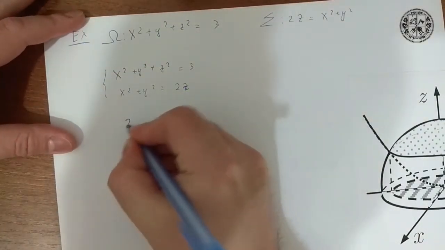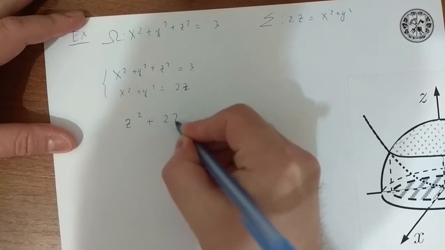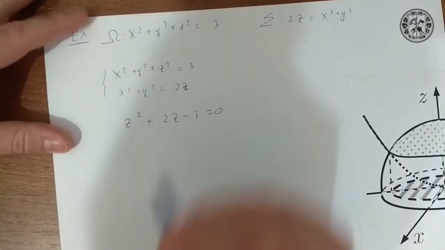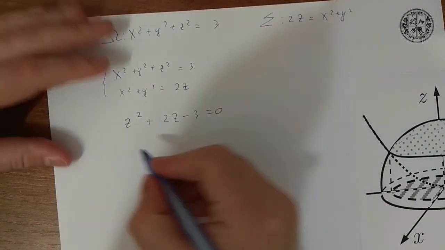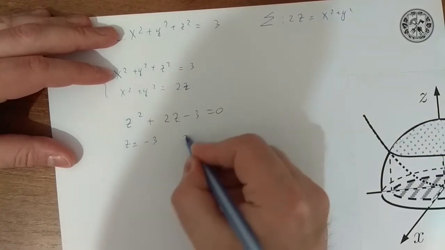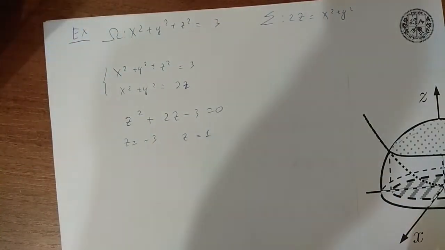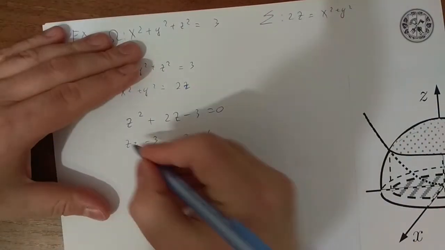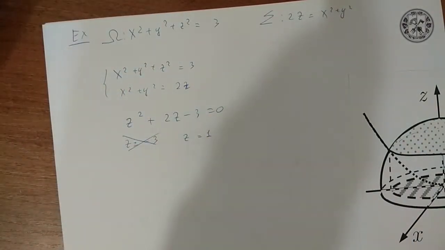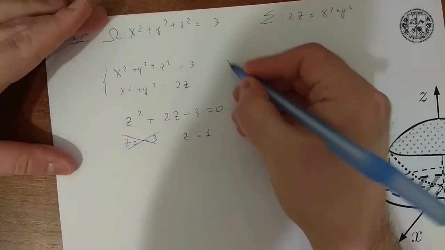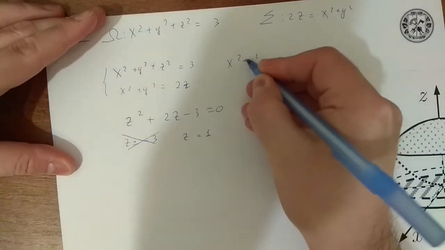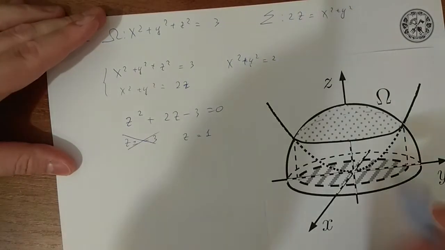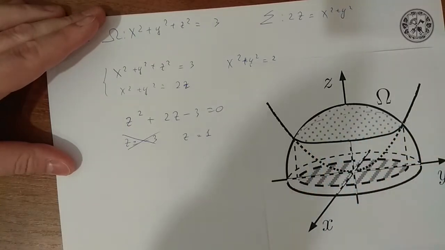So now we replace x squared plus y squared here with 2z. We get z squared plus 2z minus 3 equals 0. And solving this equation, we get z equals minus 3 and z equals 1. We cannot have x squared plus y squared being negative, so this solution is a no-go. And we have x squared plus y squared equals 2, which is the equation of this circle.